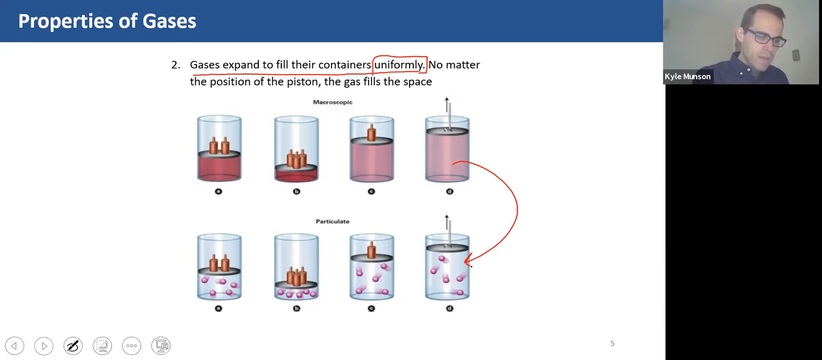So each one of these little spheres is a gas molecule. And as we see, as the volume of this container changes, these 5 gas molecules that are in here uniformly fill the container. There's not all the gas molecules in the lower left-hand part of the container. All the gas molecules didn't zip to the top of the container and stay there. They uniformly fill the container. Okay, so that's a property of gases.